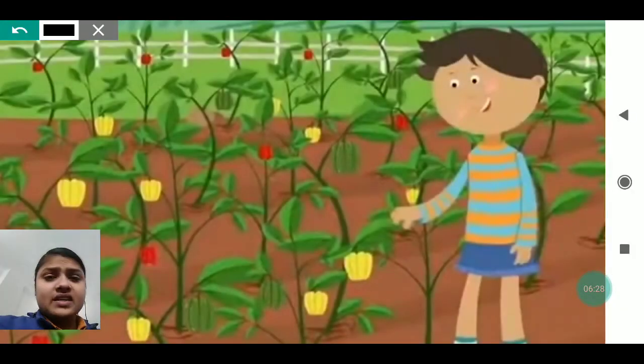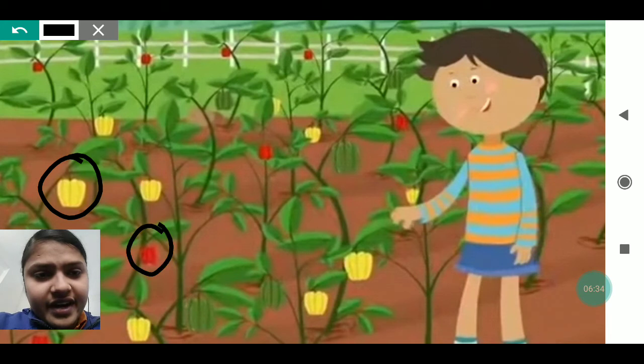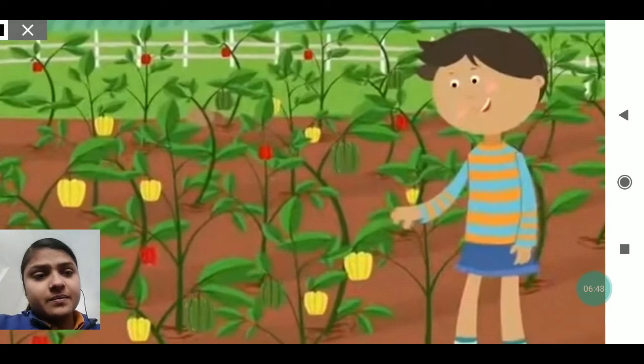Oh, this is very interesting. You see, there are different colors of capsicum. One is yellow in color, one is red in color, and one is green in color. There are 3 colors of capsicum, and this boy is plucking the capsicum. He has gone to the field and he is plucking the capsicum. Just see.